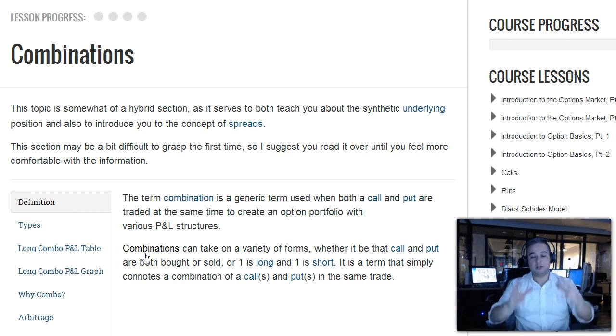Okay, so what we're going to do here is look at how you can create a synthetic underlying by buying a call and selling a put. You can also create a synthetic short underlying by selling a call and buying a put.